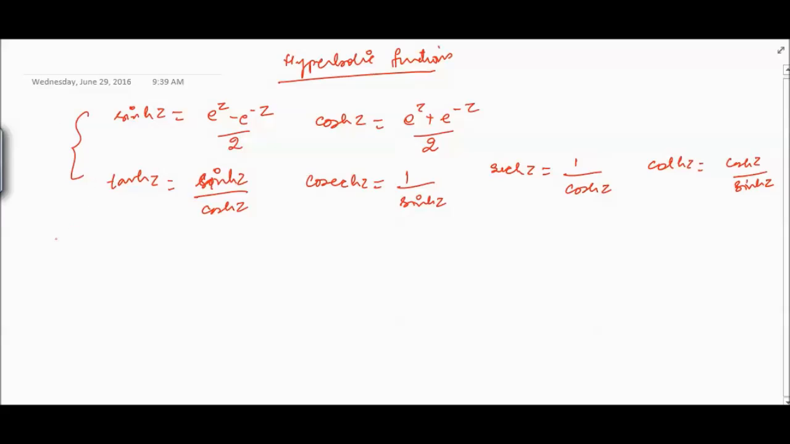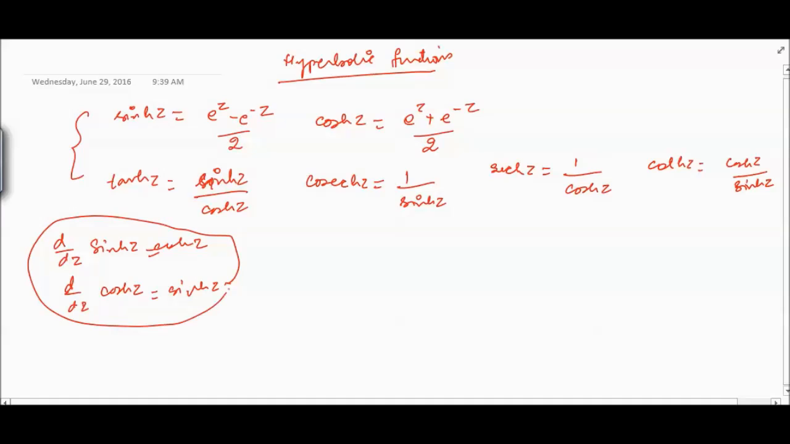You can prove some of the properties. You can prove that dy/dz of sine hyperbolic z is actually cos hyperbolic z, and dy/dz of cos hyperbolic z is equal to, you expect a negative sign but it is not there, it is actually sine hyperbolic z. So there are not lots of similarities.